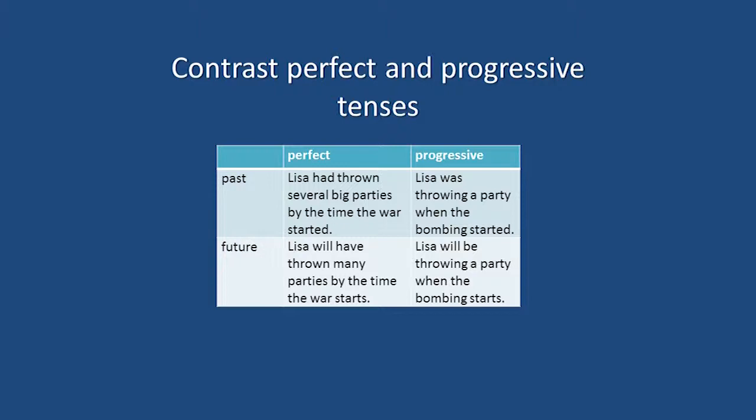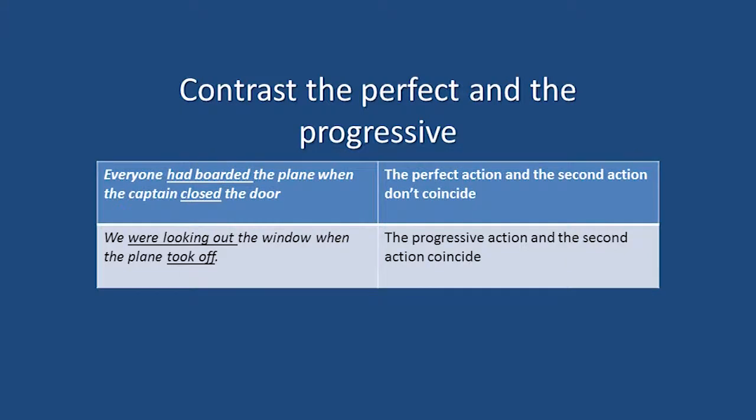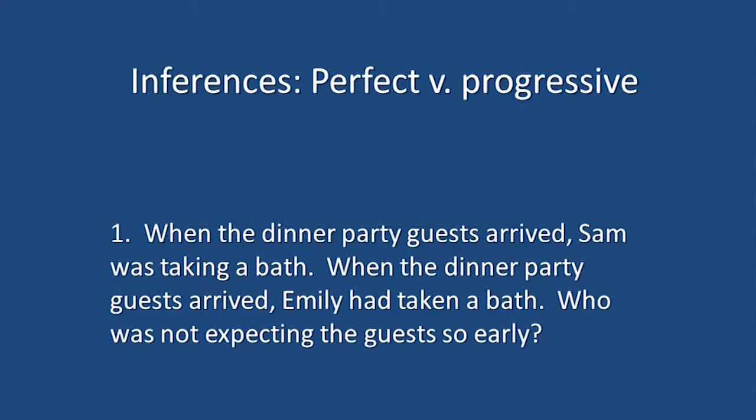They express a stark contrast too. The perfect tenses mean the action came before another action, and the actions didn't coincide. Everyone had boarded the plane when the captain closed the door. The progressive tenses mean the action coincides with another action. We were looking out the window when the plane took off. This distinction often results in logical inferences. Let's study this. Pause the video to read and answer the question.